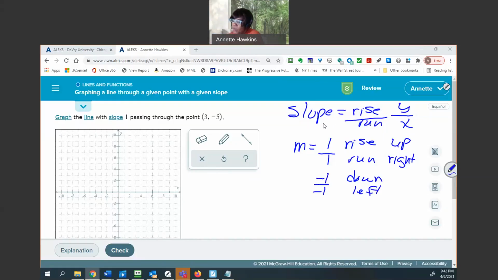So I go to the point (3, -5). So this is 3, and that's -5. All right, and then I go up. Now, what you can do is plot the points with your pencil first, or just use this graphing line. So I'm gonna go up 1, and then I'm gonna go right 1, and then you can stop right there if you want to, and it'll graph it for you.